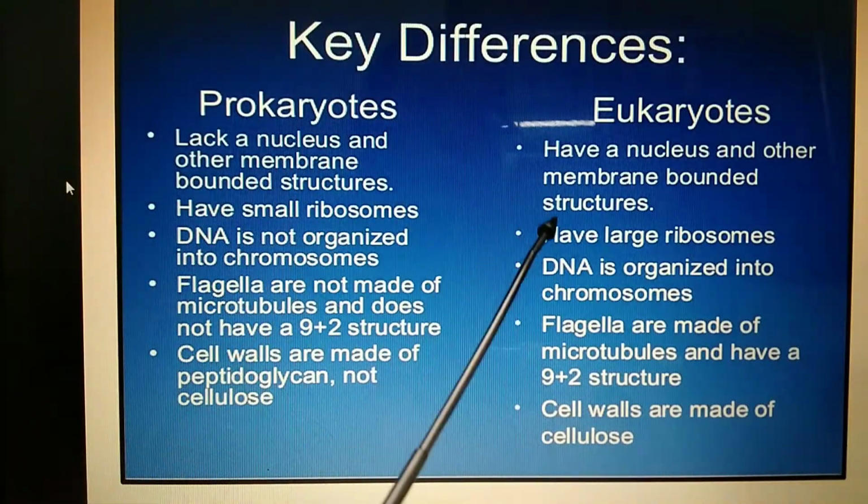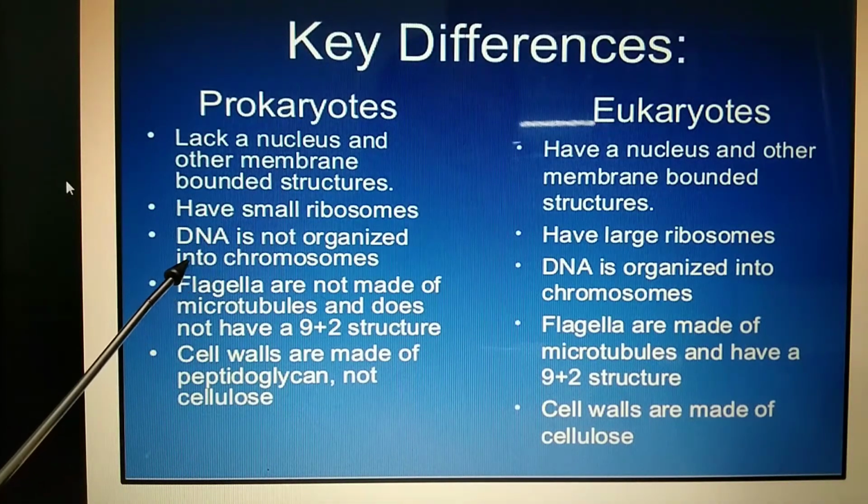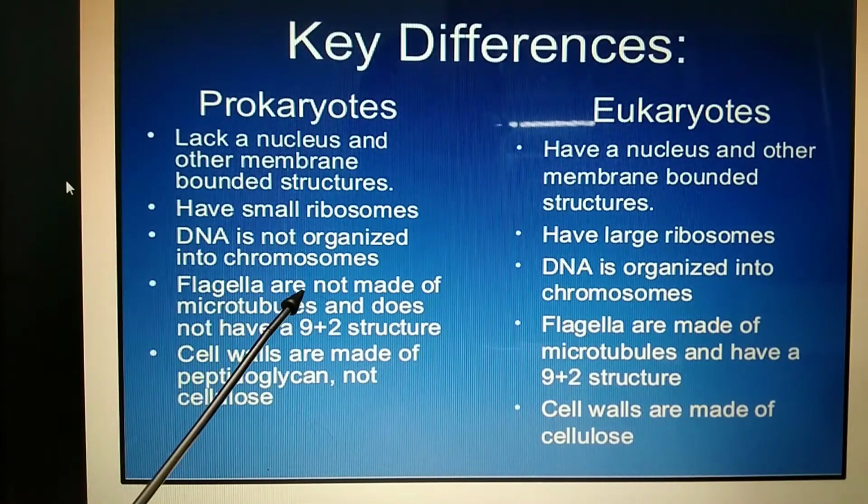On the other hand, eukaryotes have large ribosomes. DNA in prokaryotes is not well defined or well organized into chromosomes, whereas DNA in eukaryotes is organized into chromosomes. Flagella in prokaryotes are not made up of microtubules and thus do not have the 9+2 structure. Whereas in eukaryotes, the flagella are made up of microtubules and have a 9+2 structure, which you will be studying in class 11th.